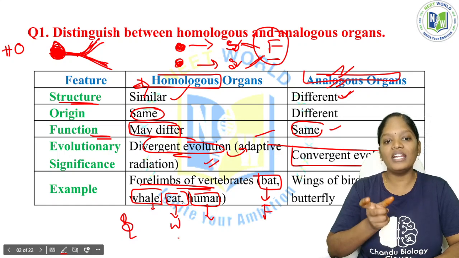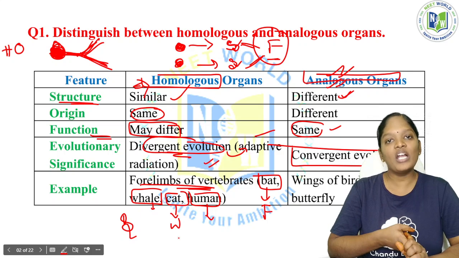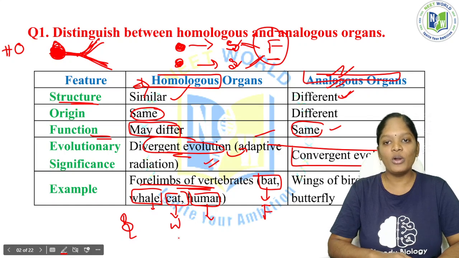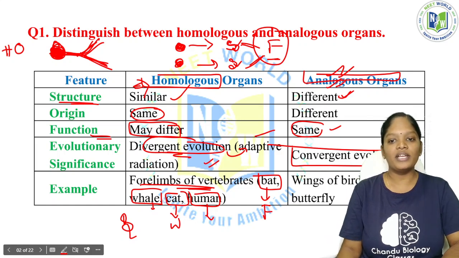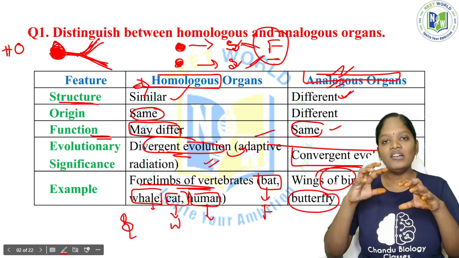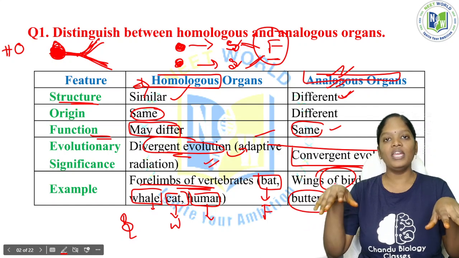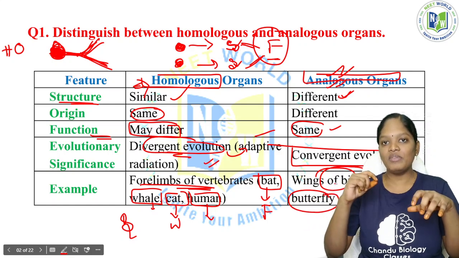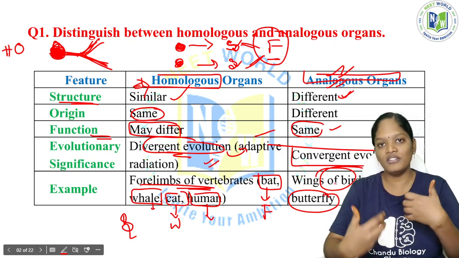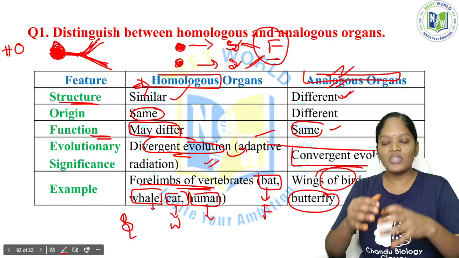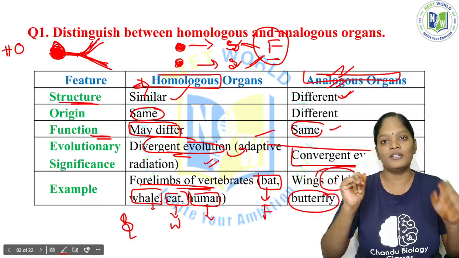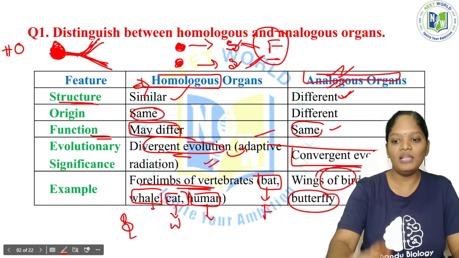So this is divergent evolution. They have a common ancestor, and their function may differ. So this is all with respect to homologous organs. Now the analogous organs: the wings of a butterfly and the wings of a bird. The wings of a bird will be very big, and the wings of a butterfly will be very small, but both of these wings are responsible for flying. Even though their structure is different, their function is similar. So that is what an analogous organ is, convergent evolution, and they have a different ancestor, right? This is an important thing, kindly make a note of it.